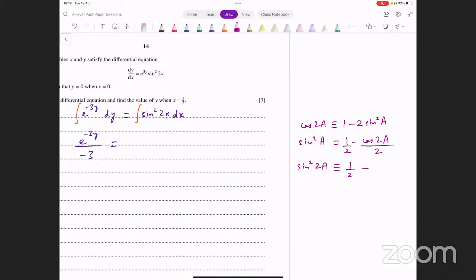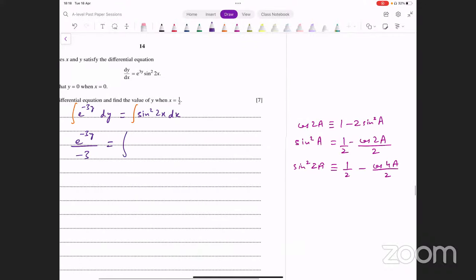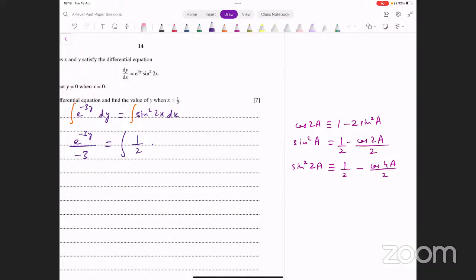राइट साइड पे मेरे पास आ जाएगा 1 over 2 माइनस कॉस ऑफ 4a over 2. तो जो ये 2a था उसका डबल क्या हो जाएगा? 4a. राइट साइड पे 4a आ जाएगा. So इसको इंटीग्रेट करने के लिए मुझे क्या करना पड़ेगा? साइन स्क्वायर 2x को I'll have to write it as 1 over 2 minus 1 over 2 into cos of 4a. इस तरह लिखना पड़ेगा. a की जगह में in fact I have to write x here. This is what this form can be converted to. जब आप ये conversion कर लेंगे, the rest is pretty straightforward after that.